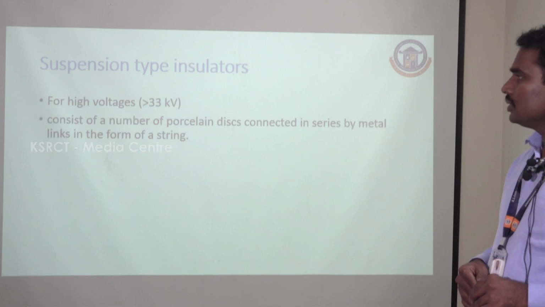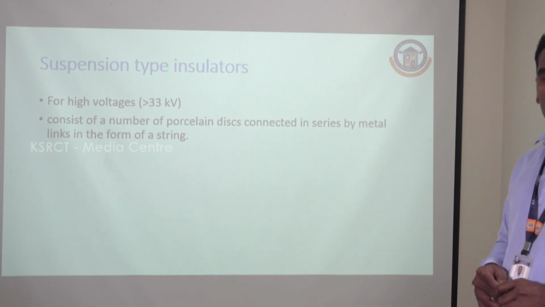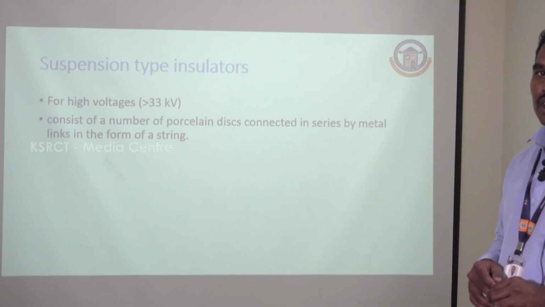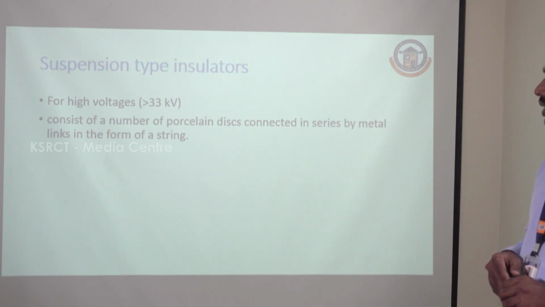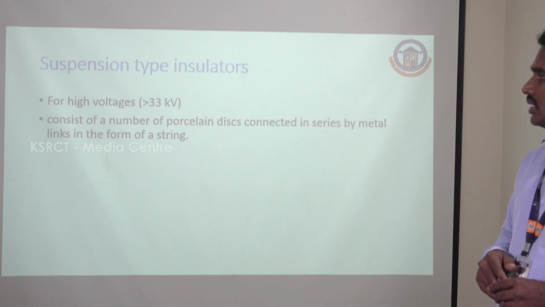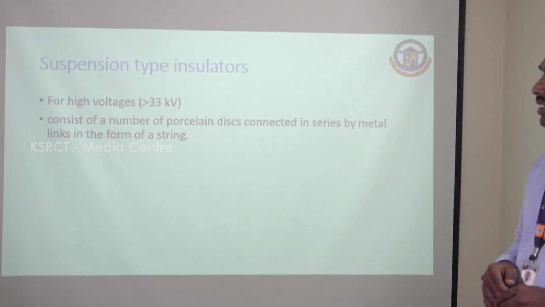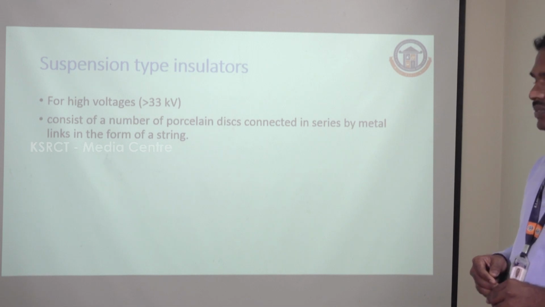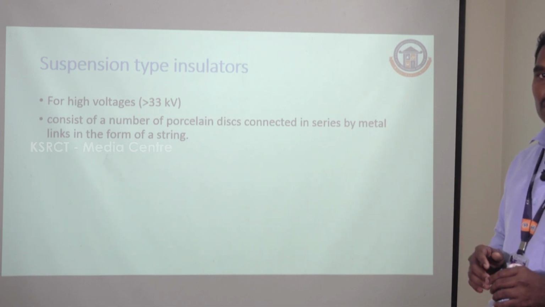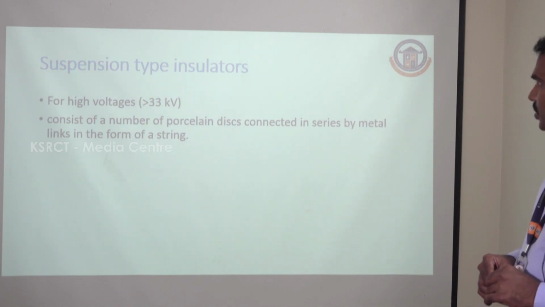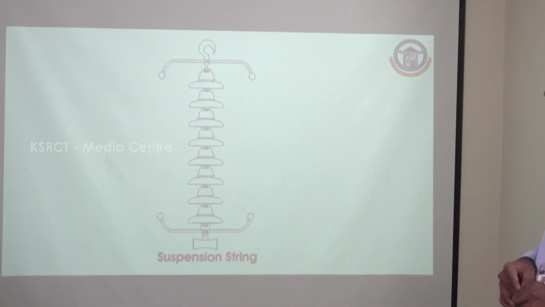So suspension type, the higher voltage range is above 33 kV, up to a maximum level of 400 or 765 kV, you can utilize. This type of insulator has a number of discs, and each disc's withstanding capacity is more than 33 kV. It consists of a number of porcelain discs connected in series by metal links in the form of a string. So we can utilize this type of insulator for transmission purposes only. The physical view of the string insulator is here.